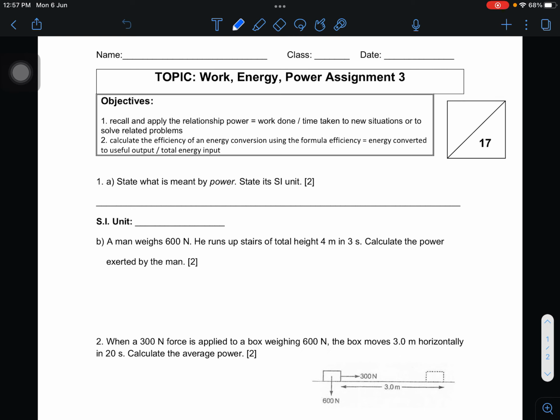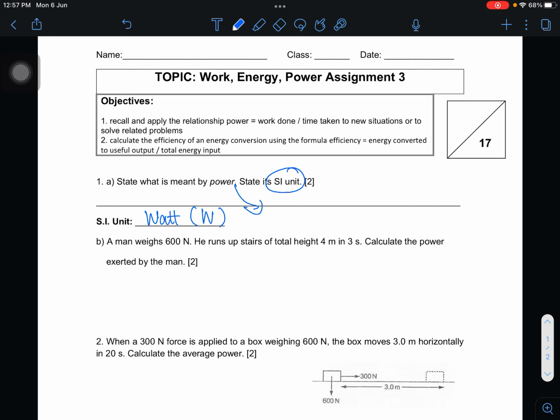Okay, question 1a, state what is meant by power and state its SI unit. Okay, so the definition, I'm going to leave it to you. SI unit in this case is watt. All right, capital letter W. This is very important. Okay, so this is not a definition, but I'm just going to break down the definition of power to you.